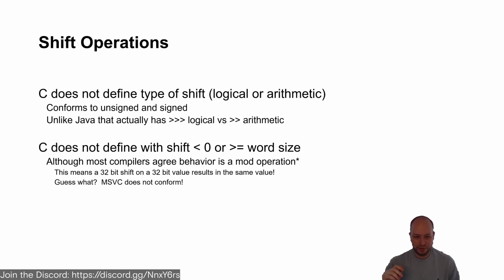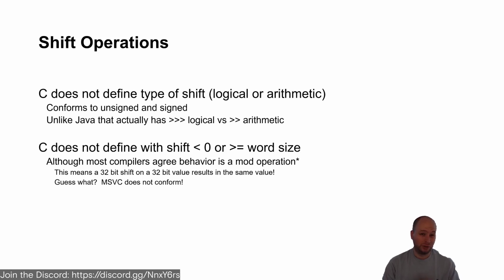C does not define the type of shift, whether it be logical or arithmetic. So it just conforms to unsigned and signed. The arithmetic shift will take into consideration the sign bit, as we were talking about. But the logical will just not care and will add zeros. So in C and in C++, there is no choice of logical or arithmetic, but things like Java, for example, do have an additional operator, which is triple greater-than, to give you the logical if you want. But I don't know how often logical is used compared to arithmetic, and the truth is these are relatively niche things.